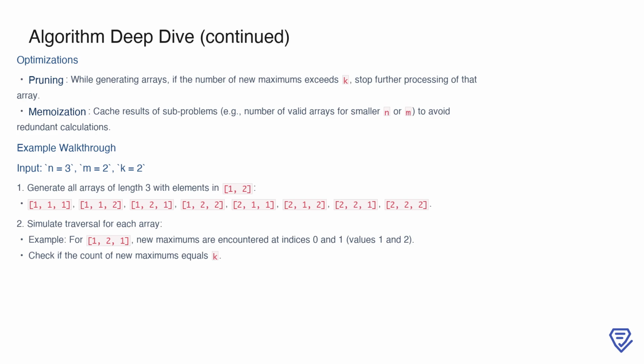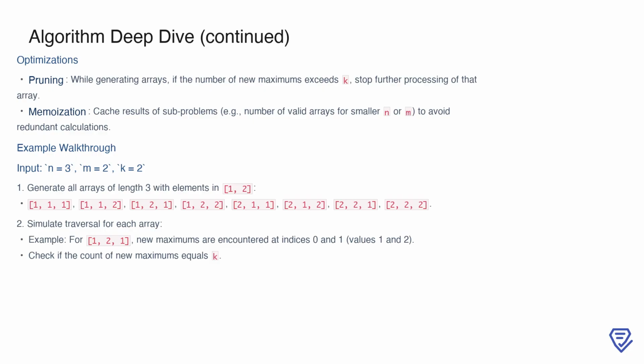Another optimization is memoization. By caching results of subproblems, such as the number of valid arrays for smaller values of n or m, you can avoid redundant calculations. Let's consider an example to illustrate these concepts. Suppose the input parameters are n equals 3, m equals 2, and k equals 2.